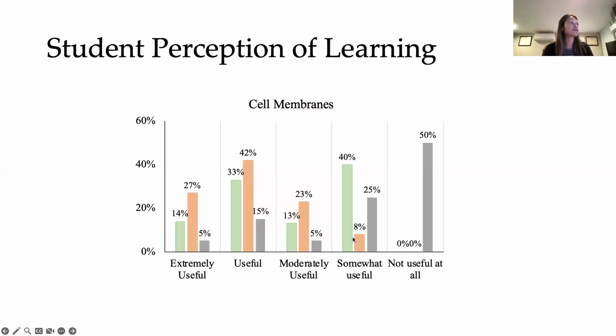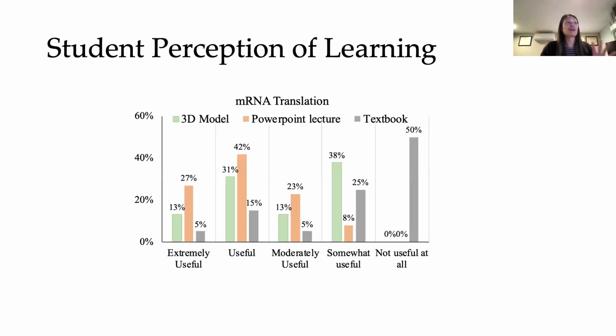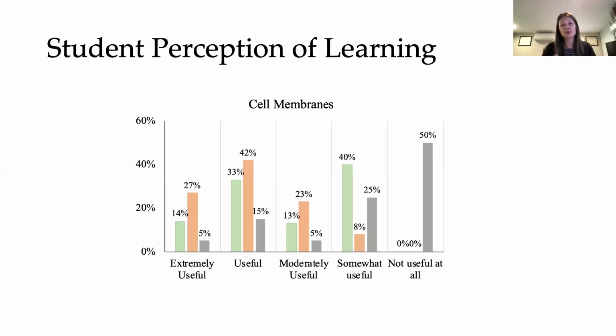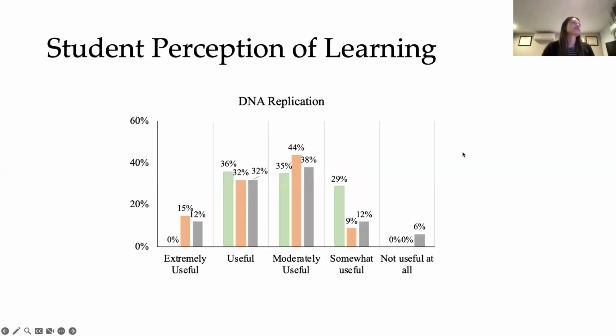For cell membranes, we also see something similar, except for the 3D model, more students didn't find it as useful. They found it somewhat useful. But one thing to note is that none of the students found the 3D models to be not useful at all. So they did find it somewhat useful to extremely useful in their learning. And again, the textbook, they found it the least useful for learning cell membranes.